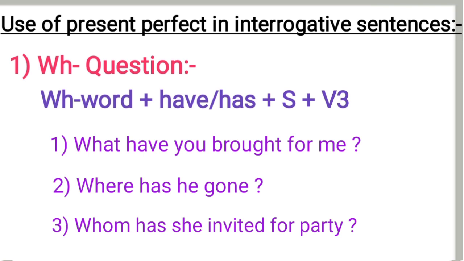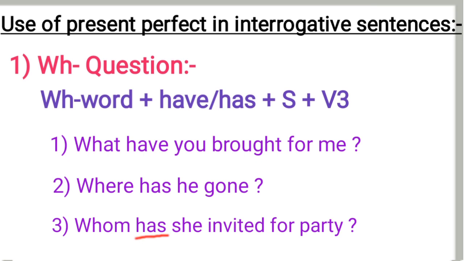In the second question, after where I use has helping verb because the subject in the second question is he, and he is a singular subject. So I use has. After he, I use gone, which is the third form of go, and this question does not have any remaining part of the question. So it directly ends with the question mark. Same with the third question.